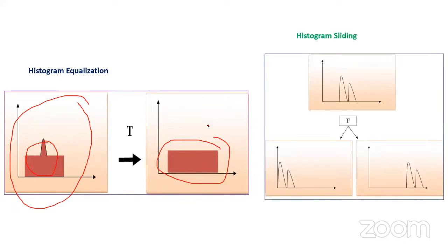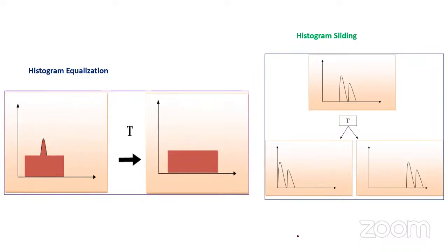So the next one is histogram sliding. This is also a very simple concept. Whatever input image we have, we just have to add or subtract. When you add something, we get more brightness. When you subtract something, we get less brightness. The basic formula is like this.